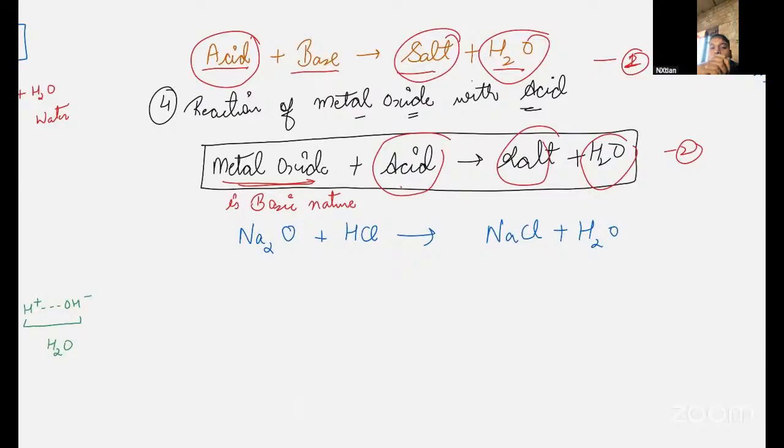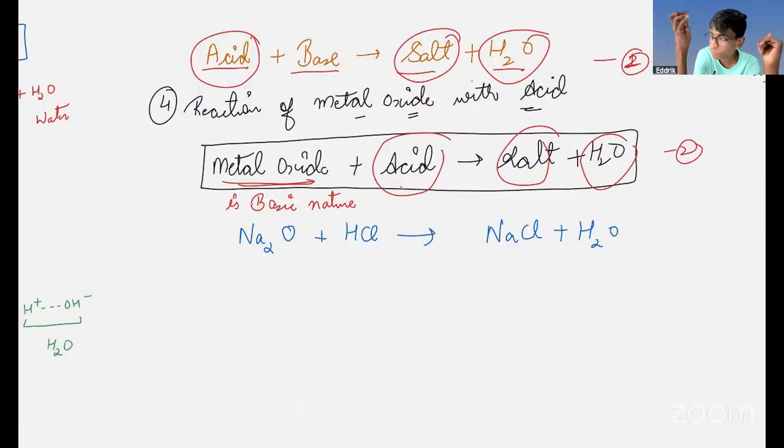Sir, can we also put turmeric on the bee sting? That's what we do when we get a bee sting. No, turmeric is an indicator. Turmeric is not an acid or base. We can put baking soda. Baking soda is sodium bicarbonate, so that is basic in nature. If a bee stings, you can put a basic salt and it will vanish.